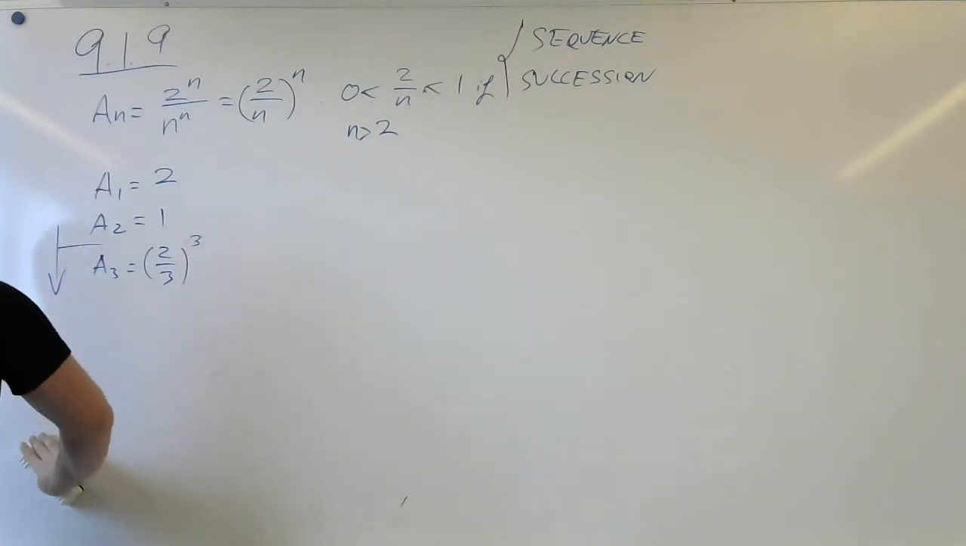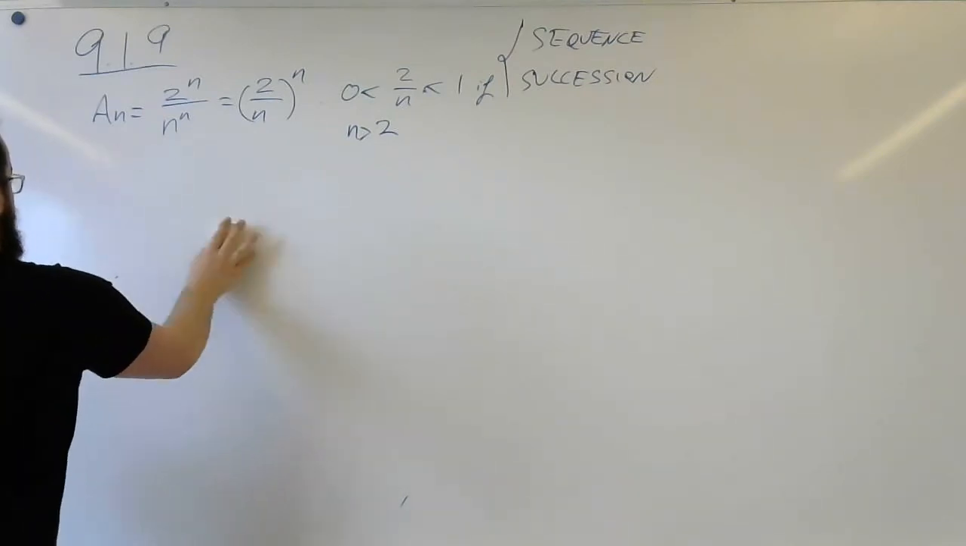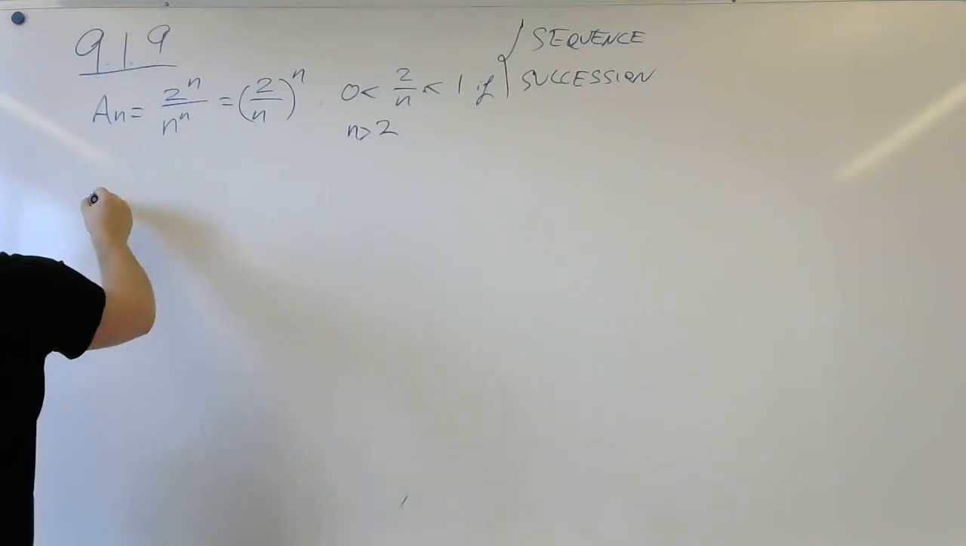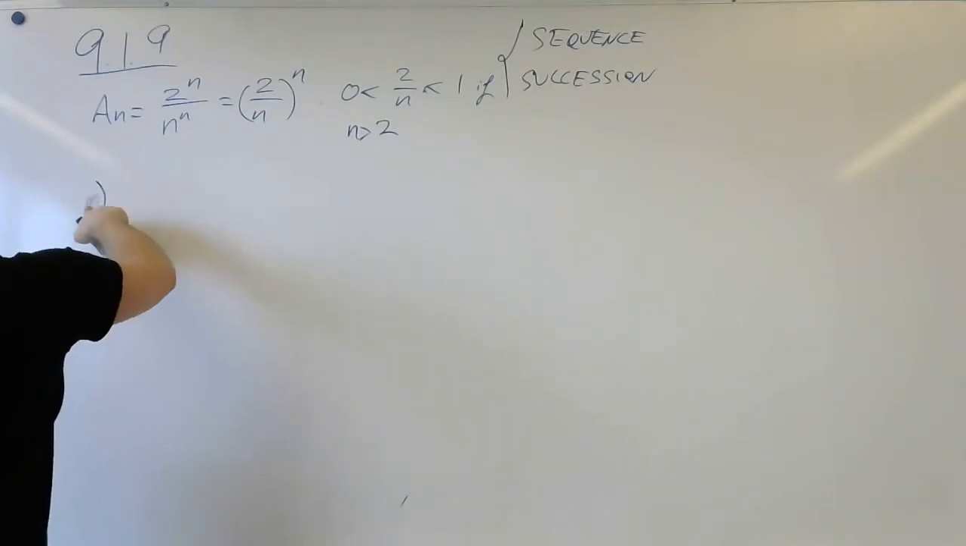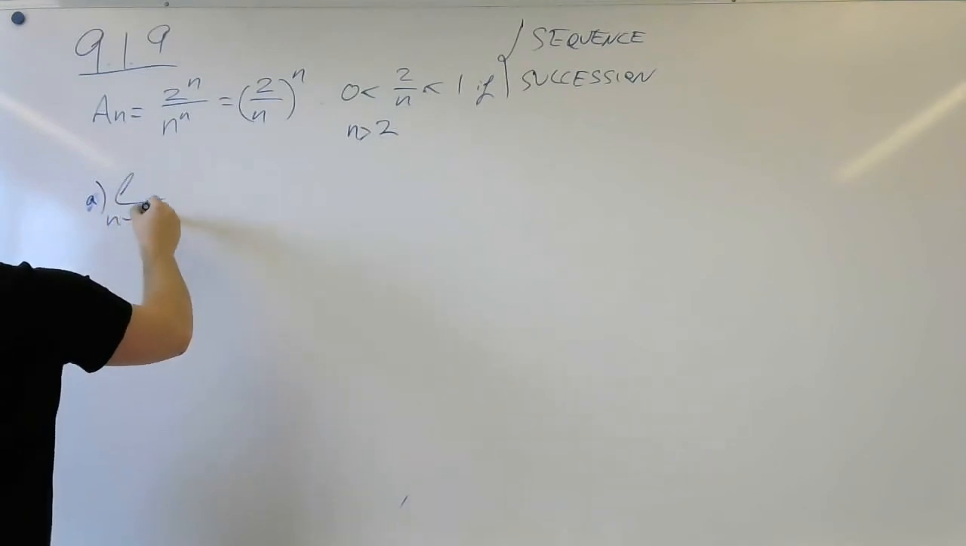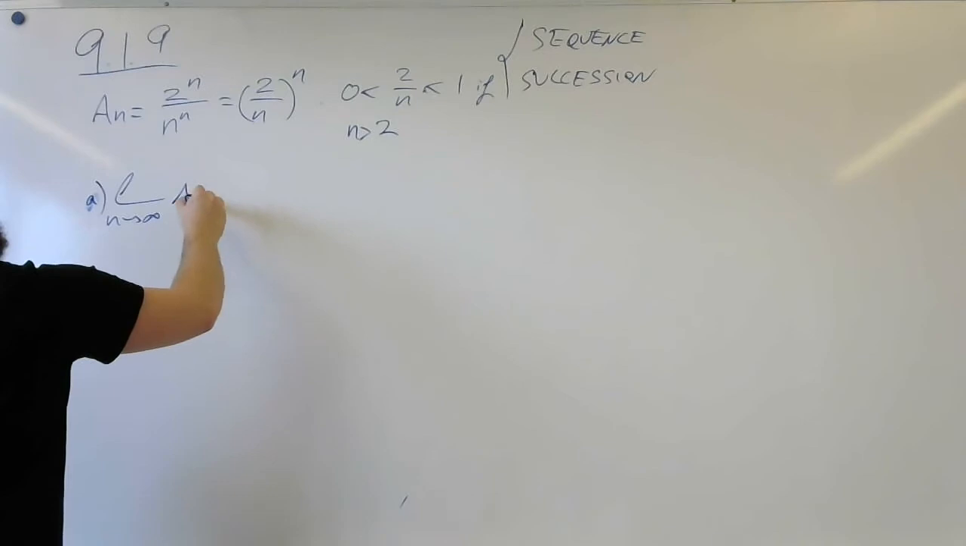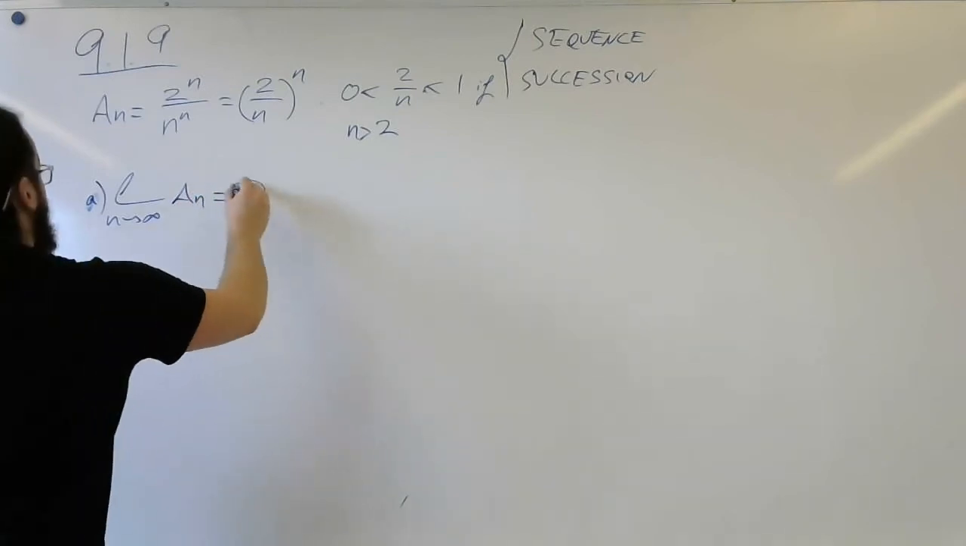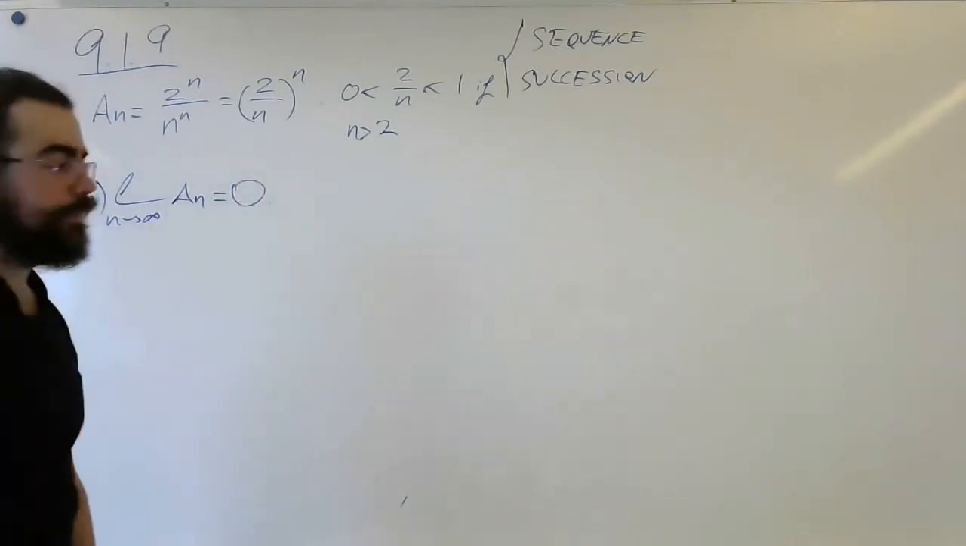So let's see what happens here. First of all, is it bounded? What happens in the end? What happens in the limit? The limit when n tends to infinity of a_n is 0. Why?